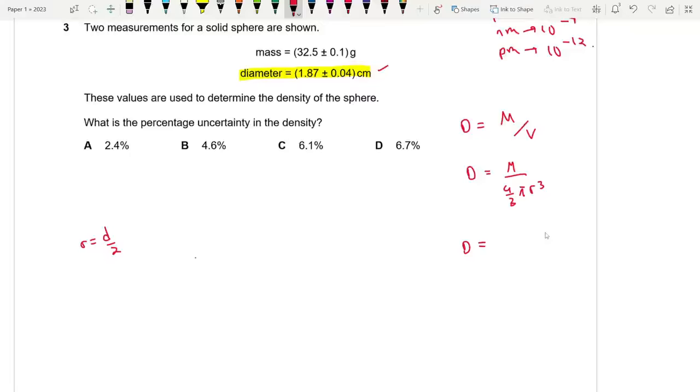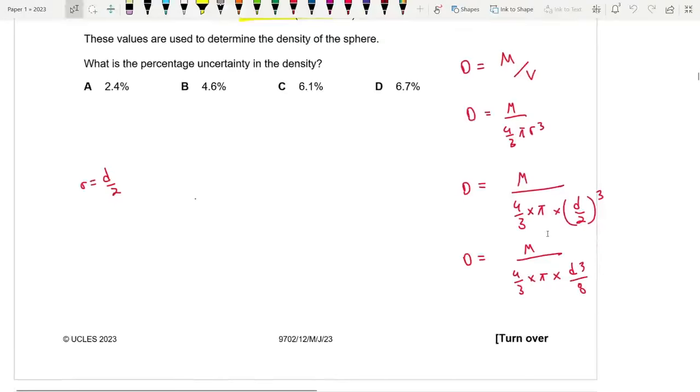So if we input this over here, density equals mass divided by 4 by 3 into pi into diameter by 2 whole cube. We actually end up with density equal to mass by 4 by 3 times pi times d cube by 8. So we can just do a bit of simplification, although this isn't required. We ultimately end up with density equals mass divided by pi d cube by 6. So hear me out, we can get rid of pi and 6 since those are constants.